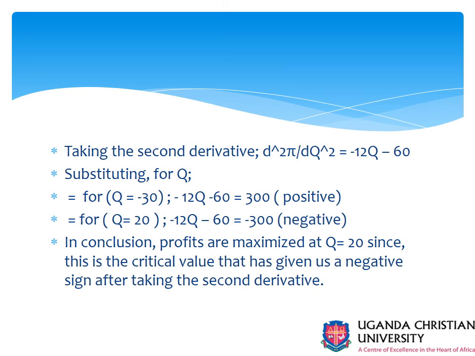So this takes us back in our discussion that when do we say that it's relative maximum or relative minimum? It's relative maximum if we achieve a negative value after the second derivative, and then it's relative minimum when we get a positive value after taking our second derivative. So in this case, profits were maximized at Q is equal to 20, and this is our conclusion for this particular example that we had.